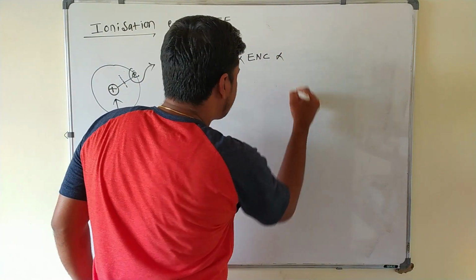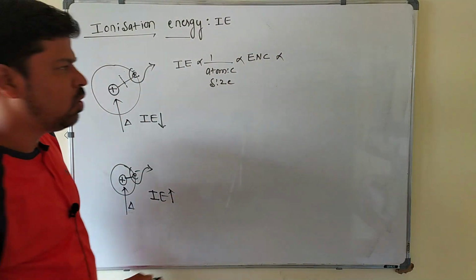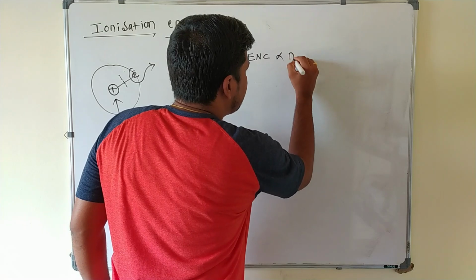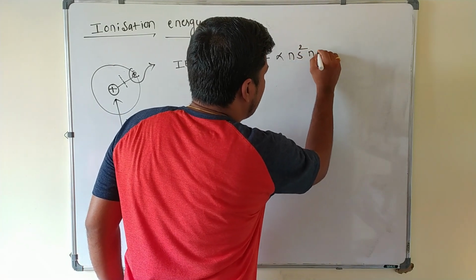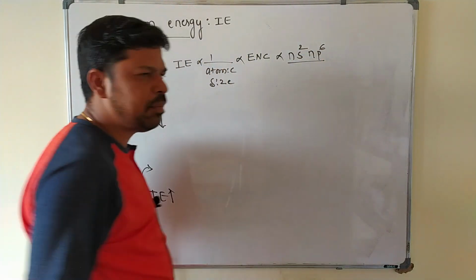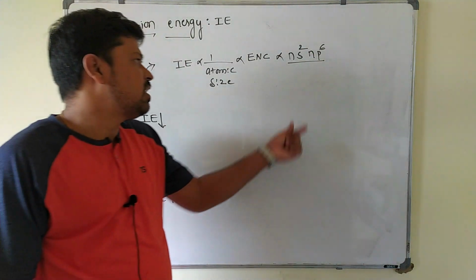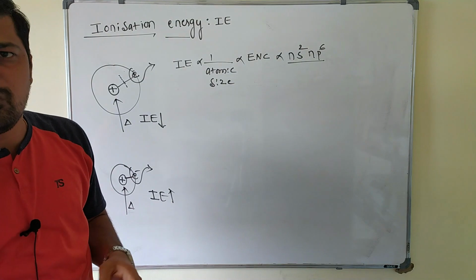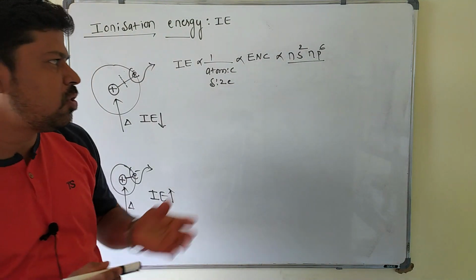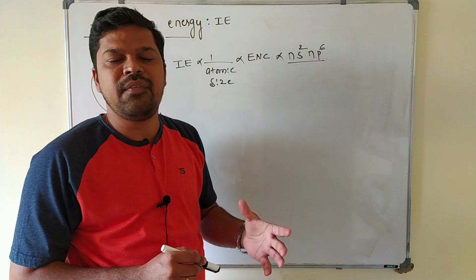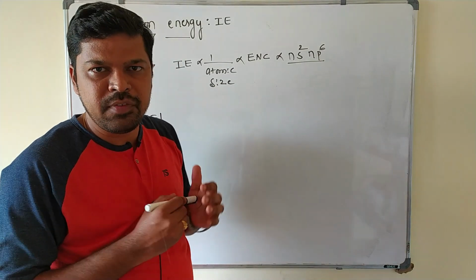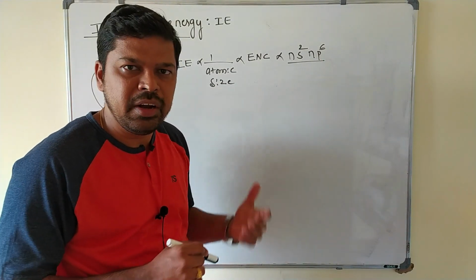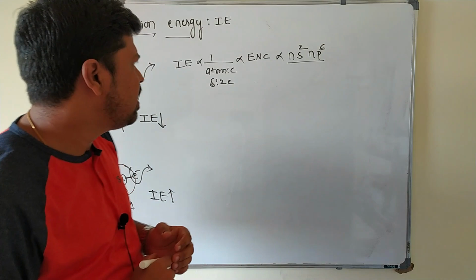Next point, ionization energy is also maximum in the case of atoms which have a stable electronic configuration like ns2, np6. If atoms have a stable electronic configuration, then more energy is required to remove the electron from such an atom, because we already know that atoms which have exactly half filled and completely filled orbitals have extra stability due to symmetrical distribution of the electrons.